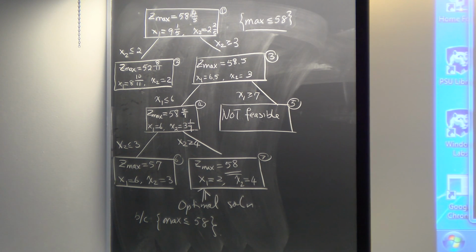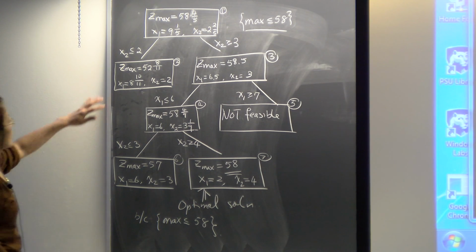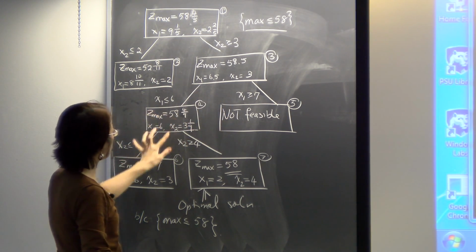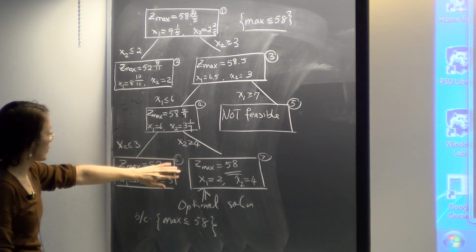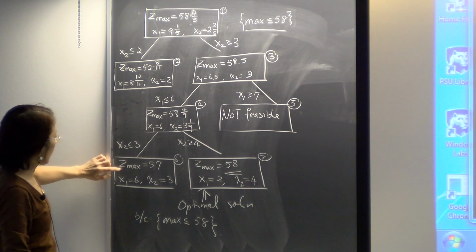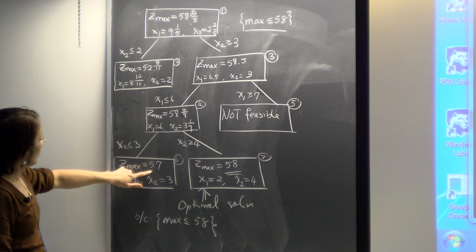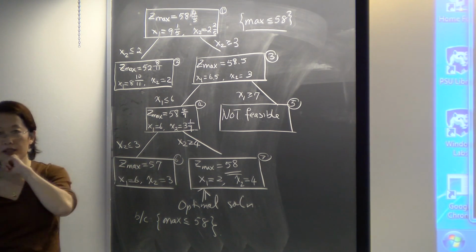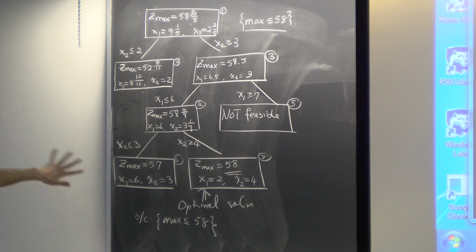Let's just say, purely hypothetical, let me ask a question. As I was solving here, I picked this to branch out. Let's say, purely hypothetical, over here I find Z max equal 50, and here I find Z max equal 51. And they're all integers. Do you think I can stop or I cannot? What should I do?